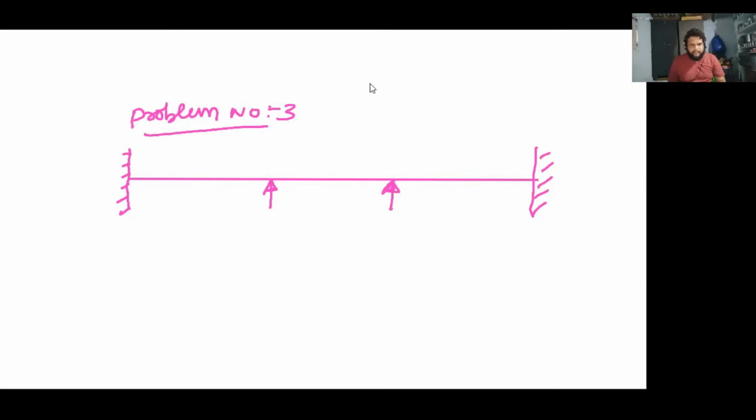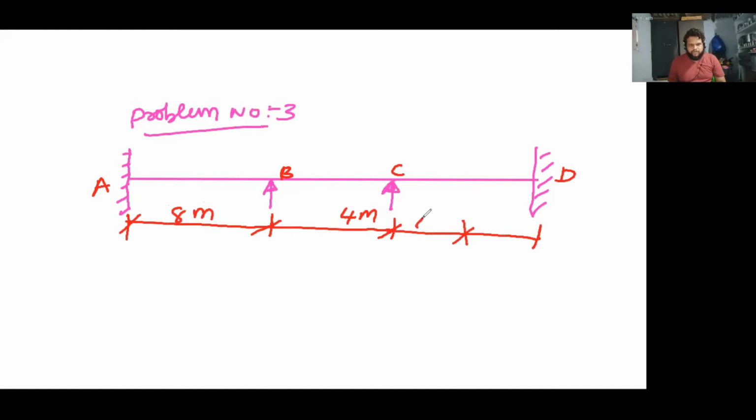So this is A, B, C, and D. AB is 8 meters, BC is 4 meters, and CD is total 8 meters, as given in the question. The load is acting at the midpoint, that is 4 meters. Now we will be seeing the loading. The moment of inertia they have given is 2I, I, and 2I. AB span moment of inertia is 2I, that of BC span is I, and that of CD span is 2I.